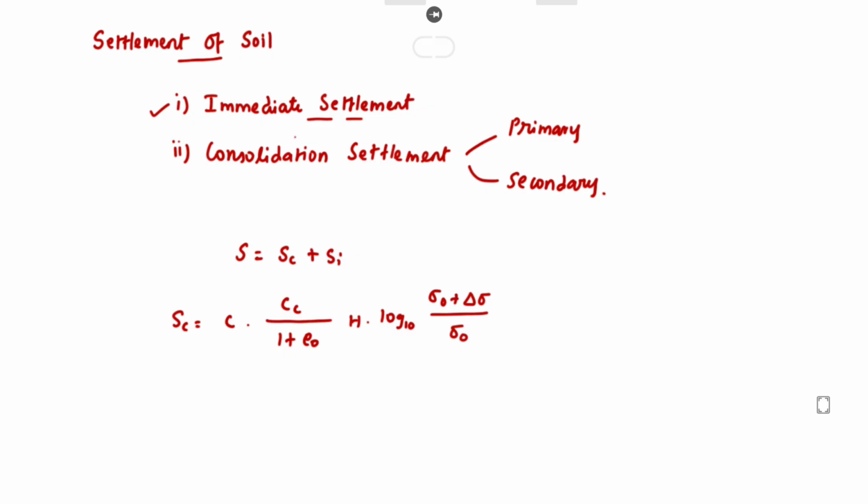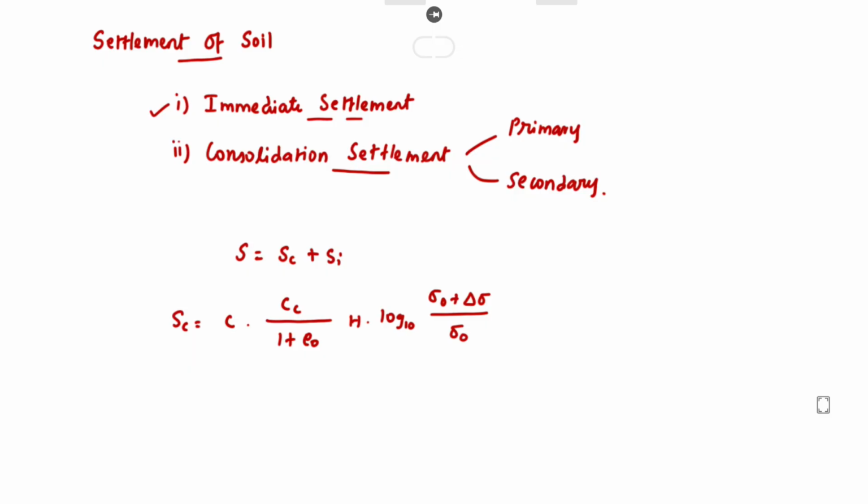The consolidation settlement is, after applying the load, it will take some time for structural rearrangement and to exclude the water content in the soil, so that the water will be excluded outside. After that, the structural rearrangement will happen due to the vacuum created in the soil. Now the soil will settle down gradually over a duration of 1 year or 2 years. So that is called consolidation settlement.